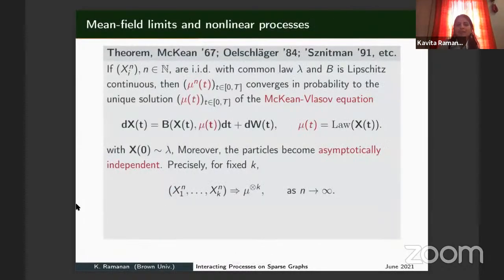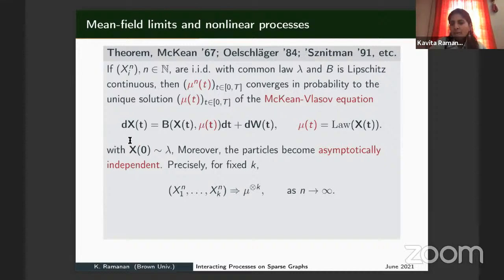In fact, this is a very classical result that goes back to McKean in 1967, and then Oelschlager, Sznitman. There are many treatises that talk about mean field limits, and people know this in far more generality and in control settings, etc. But if you have initial conditions that are IID with common law lambda, and B is, like I said, Lipschitz continuous in both variables, then mu n t converges in probability to the unique solution of this McKean-Vlasov equation.